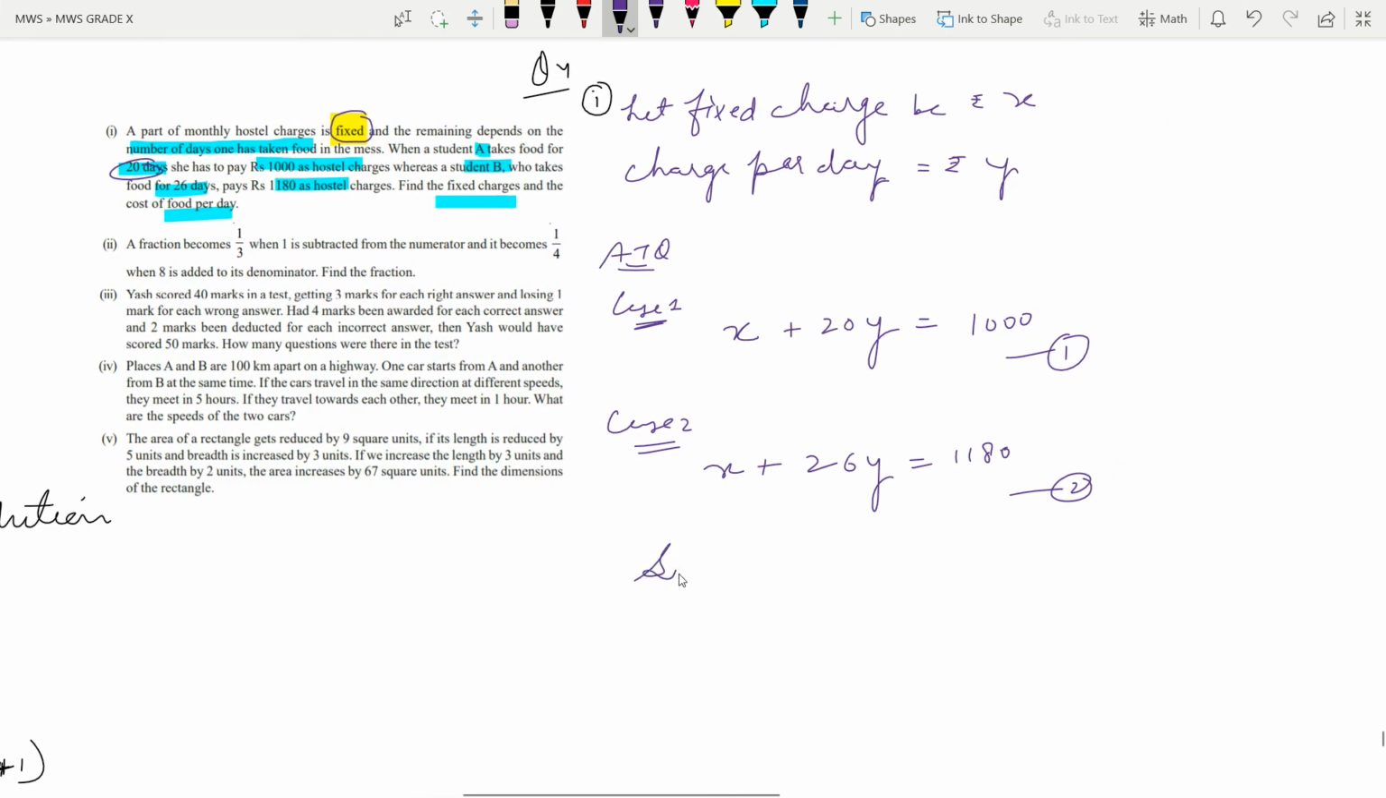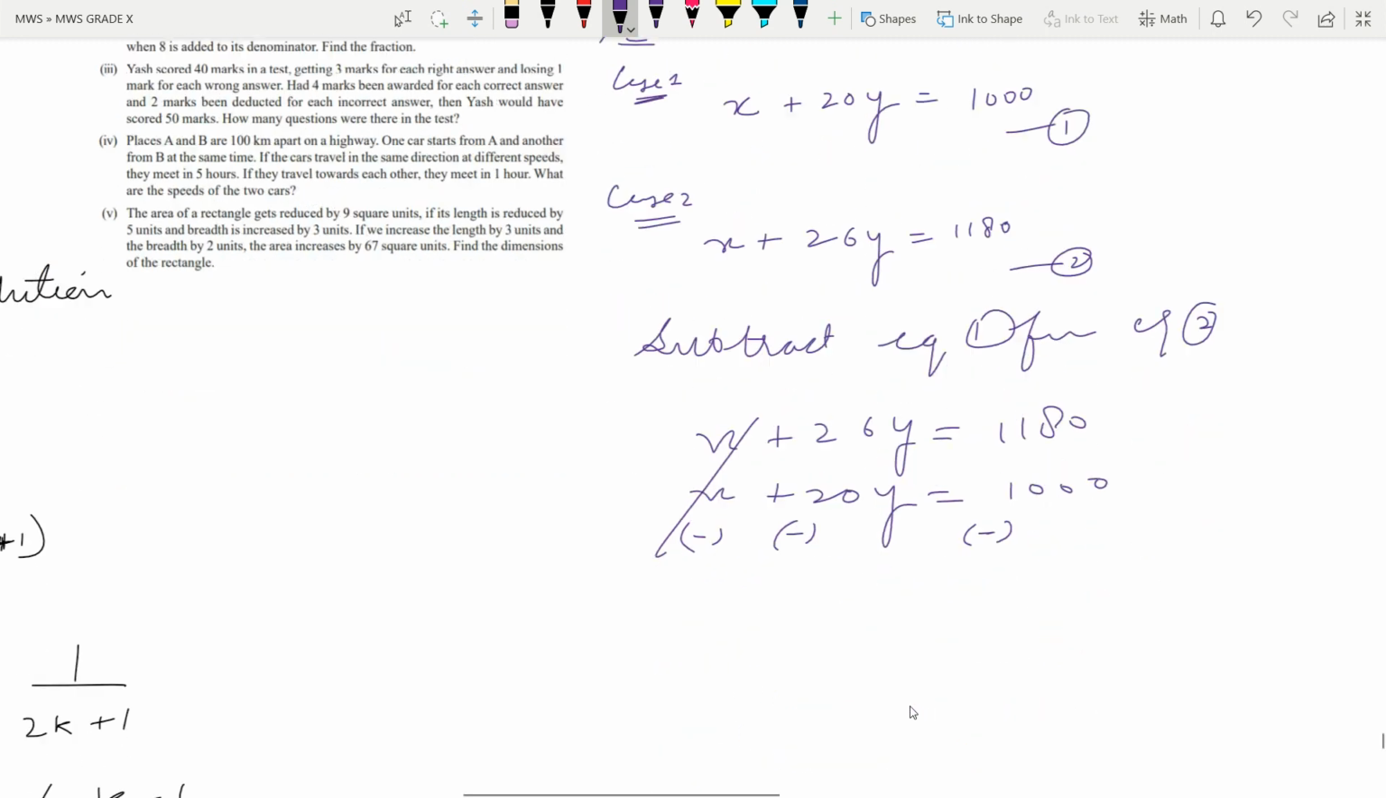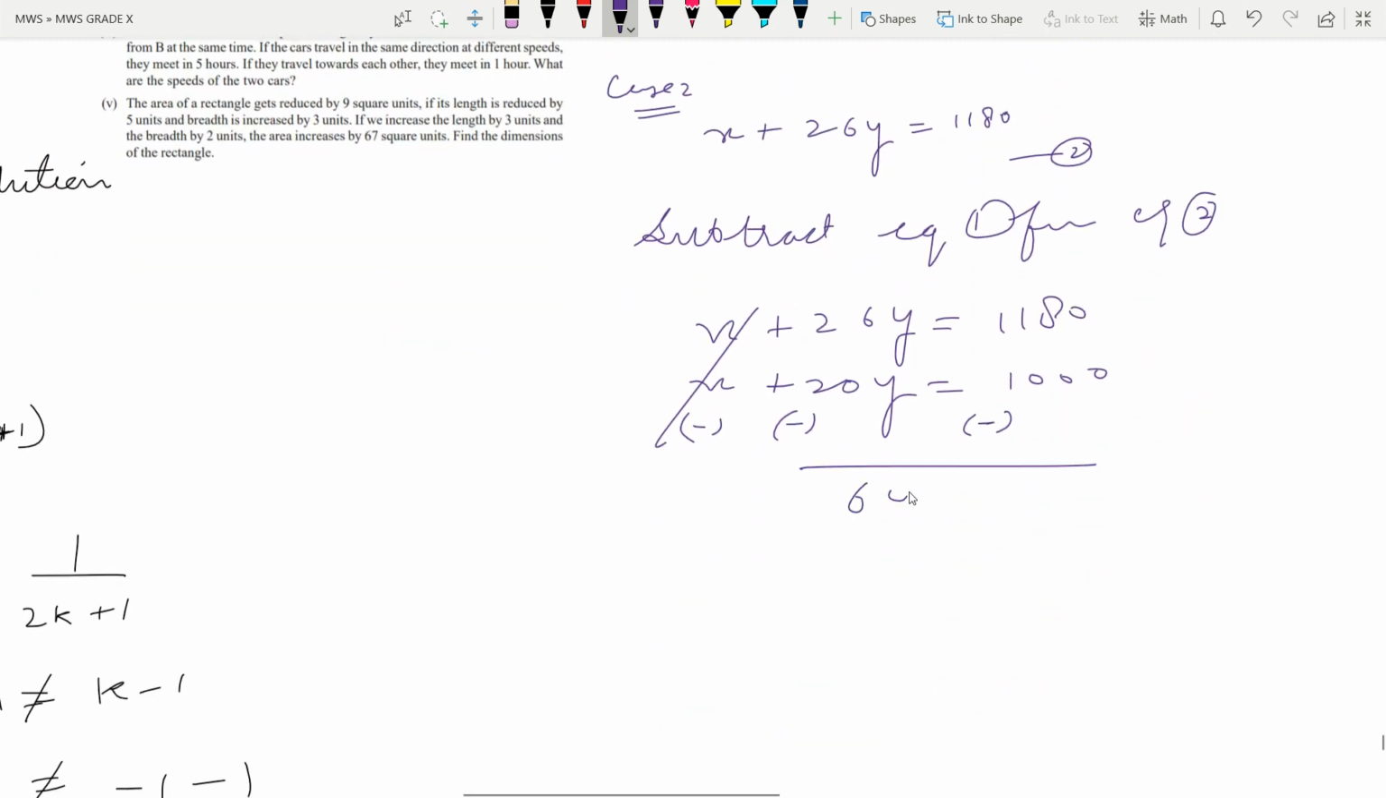So subtract equation 1 from equation 2. Equation 2 is this. Let us write this equation 1180, and the first equation is x plus 20y is equal to 1000. Sign change cancels out, and here it is 180 and y is equal to 30.